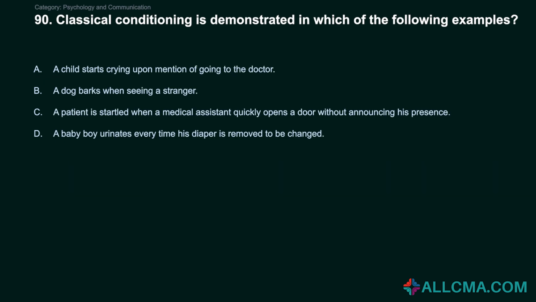90. Classical conditioning is demonstrated in which of the following examples? A. A child starts crying upon mention of going to the doctor. B. A dog barks when seeing a stranger. C. A patient is startled when a medical assistant quickly opens a door without announcing his presence. D. A baby boy urinates every time his diaper is removed to be changed. Correct answer: A. A child starts crying upon mention of going to the doctor.